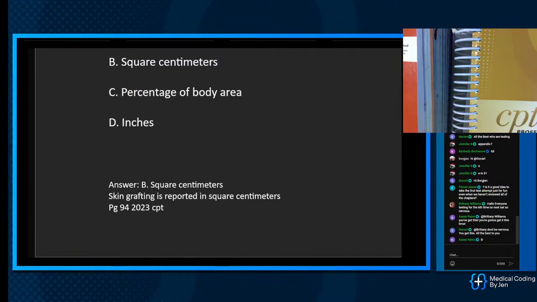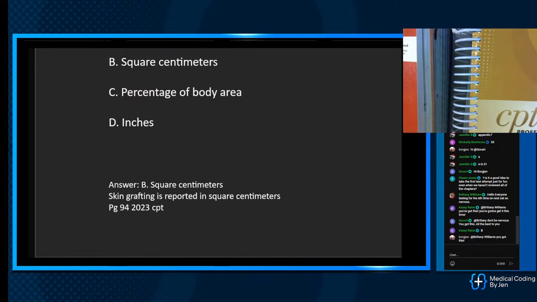Is it a good idea to take the first test attempt just for fun, even if we haven't reviewed any of the chapters? That's exactly what I did, Flower. I didn't want to learn medical coding. I don't need it for my job, but I just wanted to take the test and pass it. So I went and scheduled my first attempt right off the bat, old books and all, just really old books. And I scheduled it and went in.